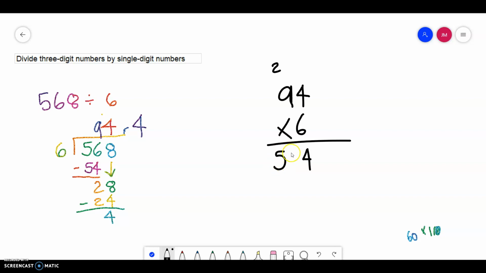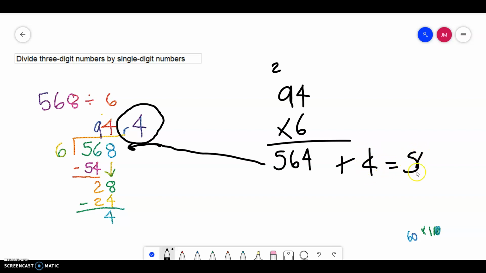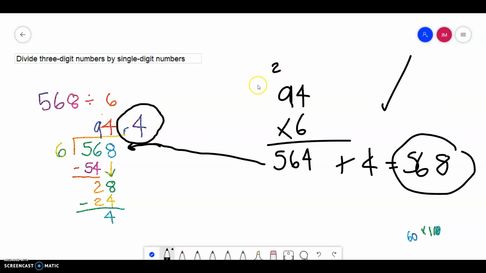Plus 2 equals 564. That is not the same as 568, but that's why we have this remainder. Plus 4, it does equal 568. So that means that we got the question correct. This is going to take time if it's your very first time learning how to divide, but I recommend picking a 3-digit number and a single-digit number, practicing, and looking at how to check if your answer is correct by solving it backwards with multiplication.